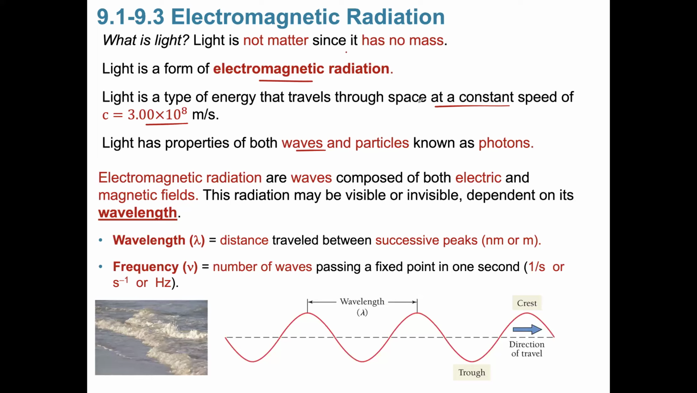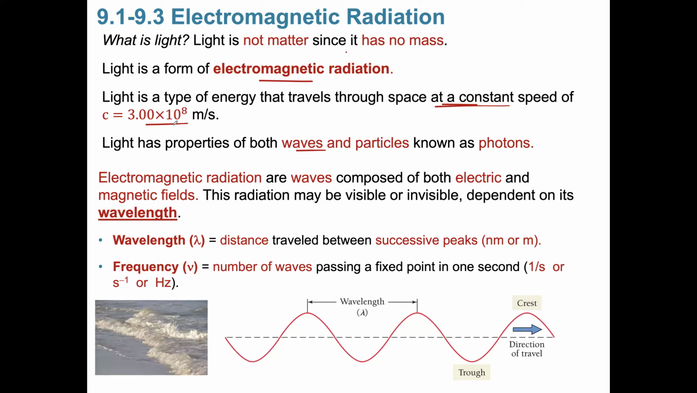And light is a form of electromagnetic radiation. So it's a type of energy that can travel through space at a constant speed of 3.00 times 10 to the power of 8 meters per second. And any type of radiation travels at this speed in a vacuum. So light, we consider, has the properties of waves and particles. Those particles are known as photons.